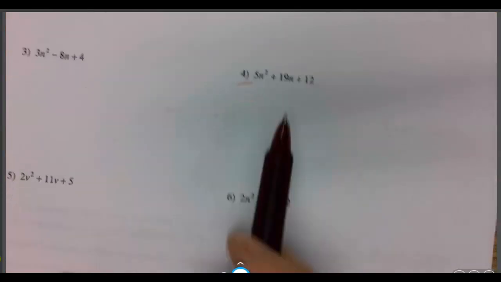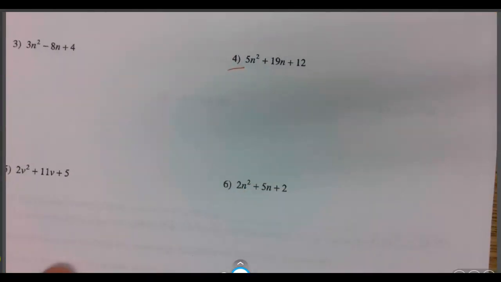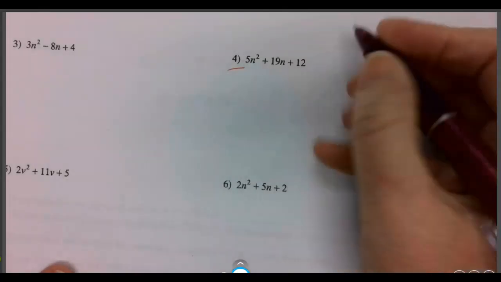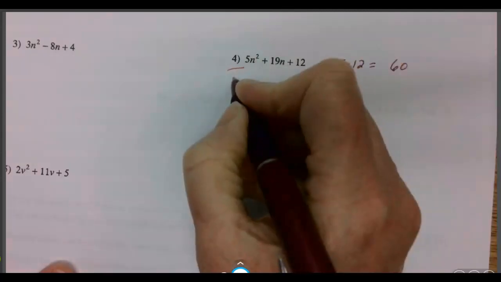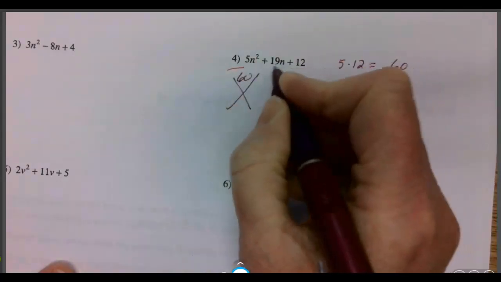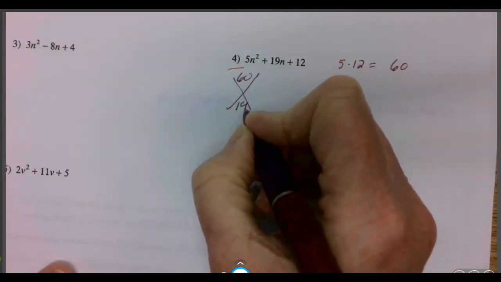We're going to do number 4. Okay, so on number 4, here we go. We're going to do the same thing. We're going to take a times c. So 5 times 12 is going to give us 60. We put that up at the top of our x. And of course, 19 goes down at the bottom.